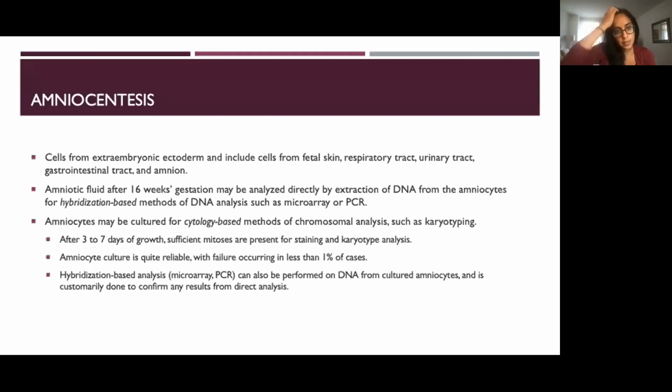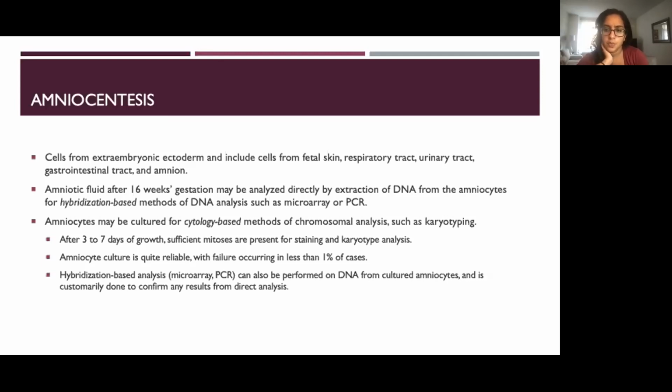So this just goes over the basics of amniocentesis. Cells in the amniotic fluid are derived from extraembryonic ectoderm, and that includes cells from the fetal skin, respiratory tract, urinary tract, GI tract, and amnion. Amniotic fluid after 16 weeks gestation may be analyzed directly by extraction of DNA from the amniocytes for hybridization-based methods of DNA analysis, such as microarray or PCR. Alternatively, or in parallel, the cells can be cultured for cytology-based methods, such as karyotyping.